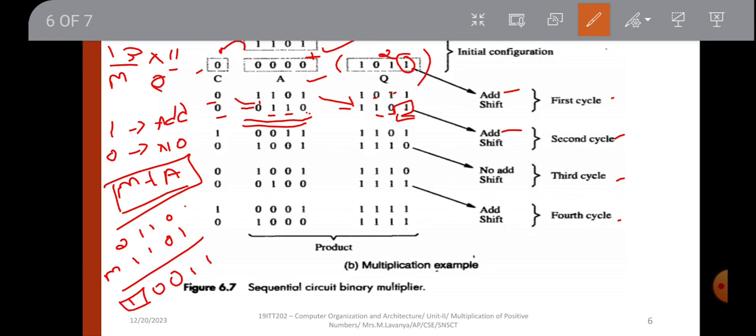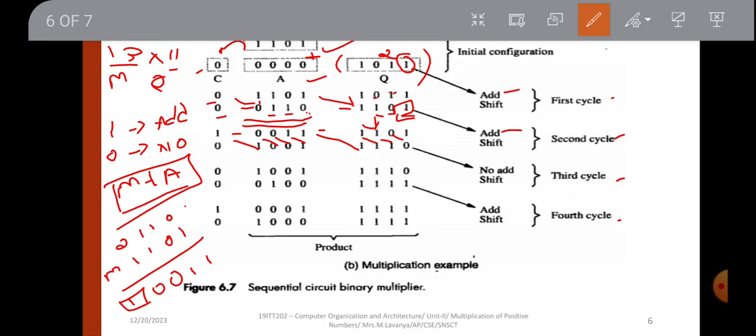The Q will be directly written with the same value, and we are updating the value for the accumulator alone. So we are writing 0 0 1 1 to the accumulator and this 1 for carry. This is for addition, and next we are performing the shift operation. This is a right shift, so we are shifting all data one bit to the right. And finally the second cycle is over.